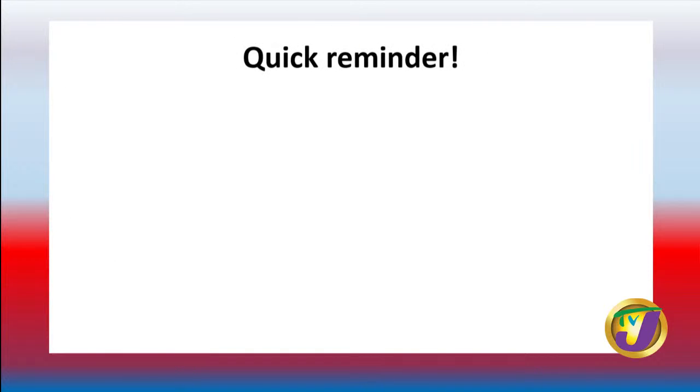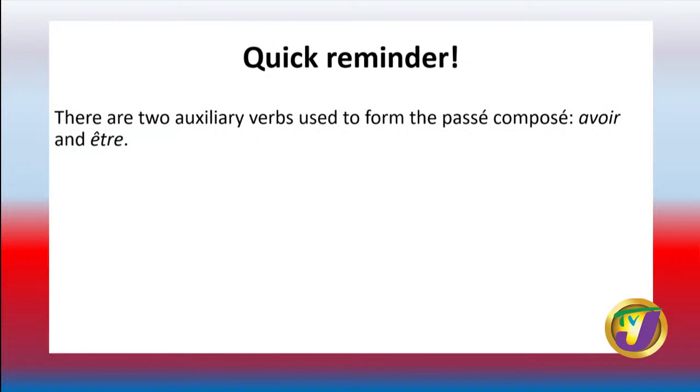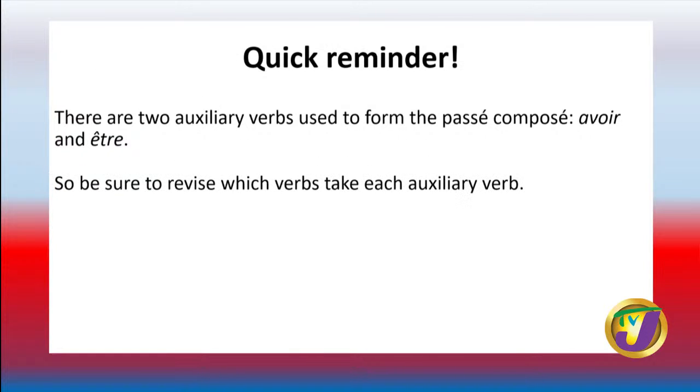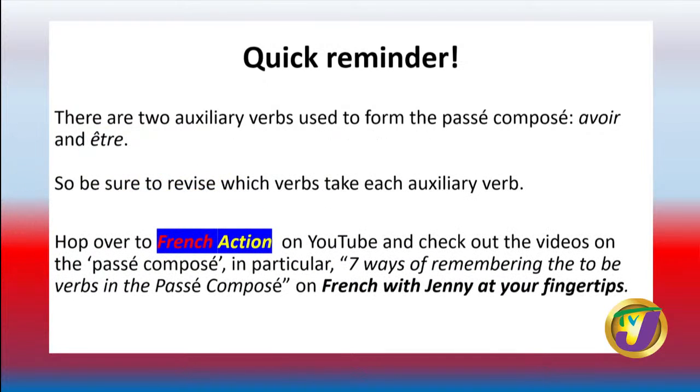All right? So just a quick reminder. There are 2 auxiliary verbs used to form the passé composé, avoir and être. Also, be sure to revise which verbs take each auxiliary verb. I know that can be a little tricky, but just study them. And also to help you, you can head over to French Action on YouTube and check out the videos on the passé composé. There is one in particular called 7 Ways to Remember Être Verbs in the Passé Composé. All right, students, so make sure to check it out.